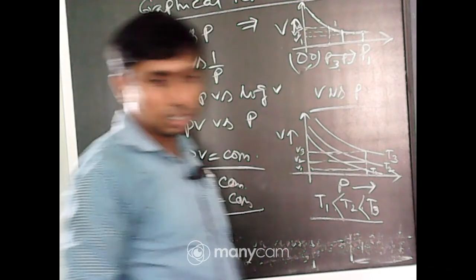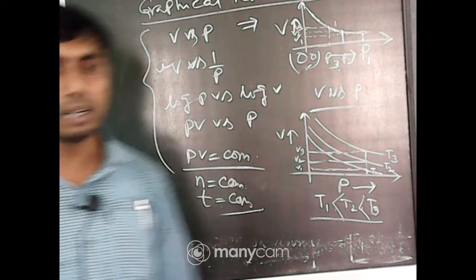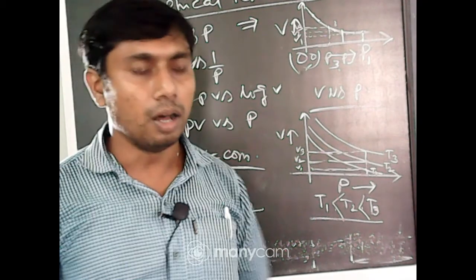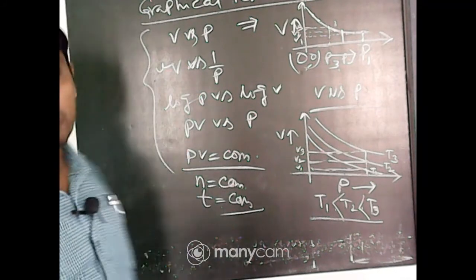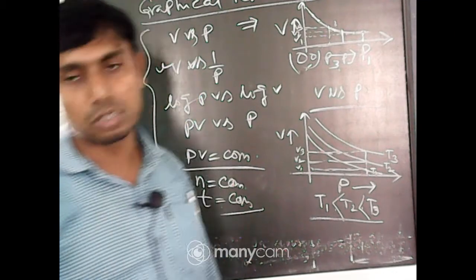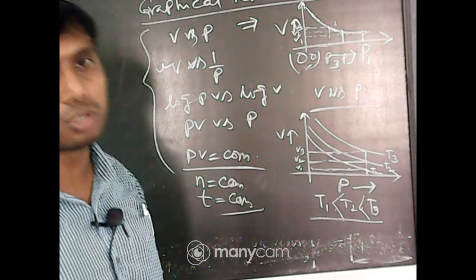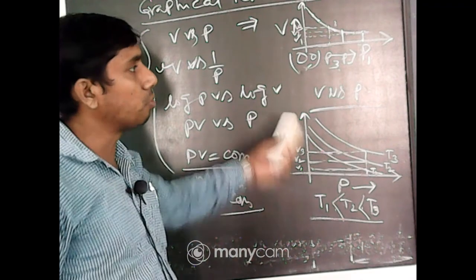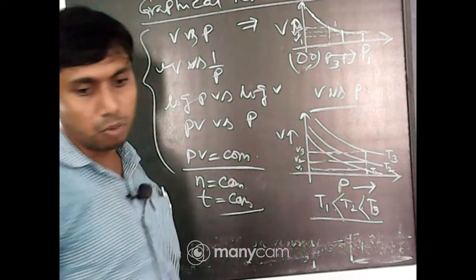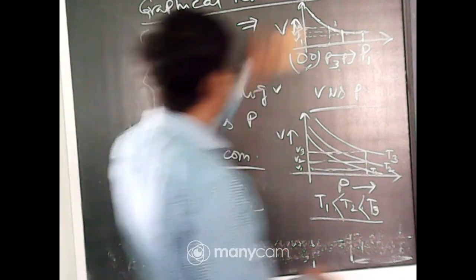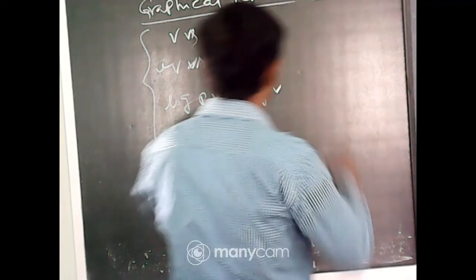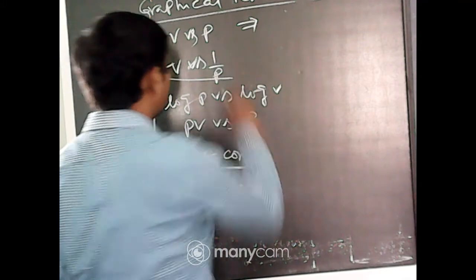Clear up to this? If you are asked to discuss or explain Boyle's rule, then you have to answer it by using the curve. There will be a 3 marks question. If it is also 2 marks, then you also mention the curve, one curve should be mentioned there. Okay. Next, come to the next plot, that is V versus 1 by P.